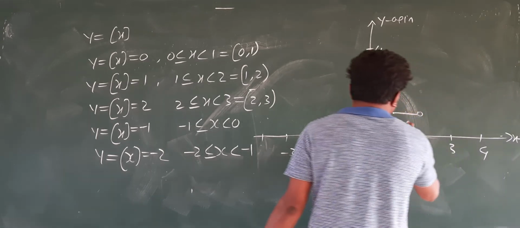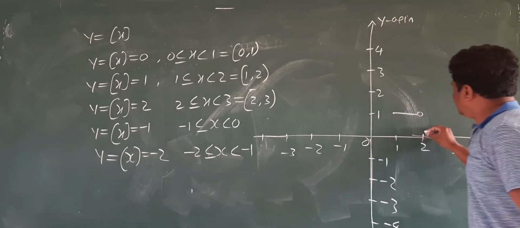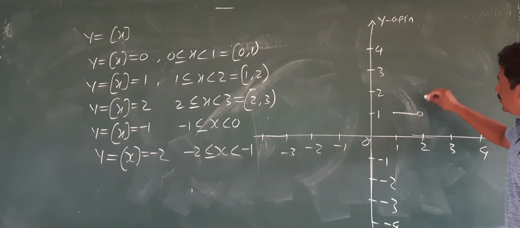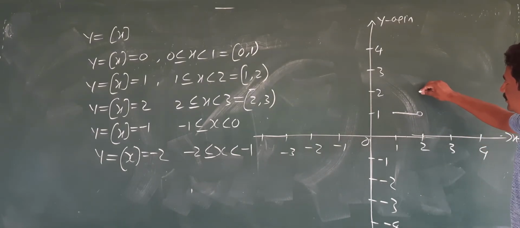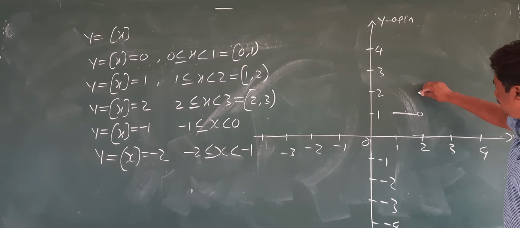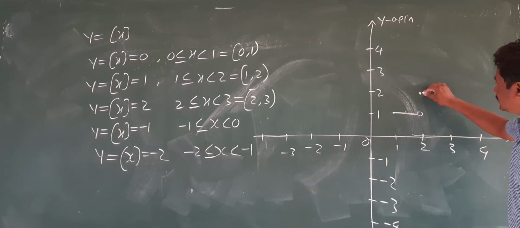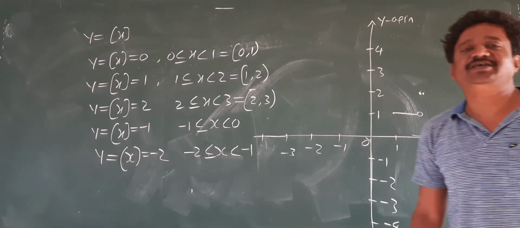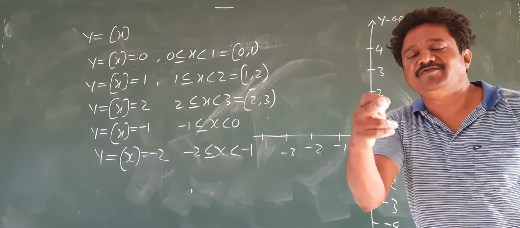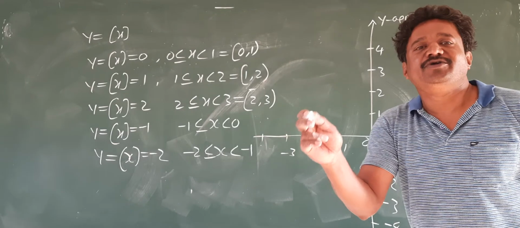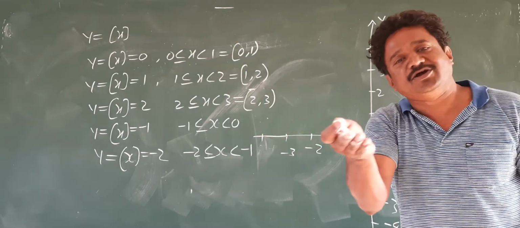Start from 1. Next, if x is 2, y is 2. Again the curve starts from here, from the same gap. If x is 2, y is 2. If x is 2.1, y is 2. If y values are coming, it means the curve is coming. Y values are nothing but curves. If I join all y values, I am going to get the curve.